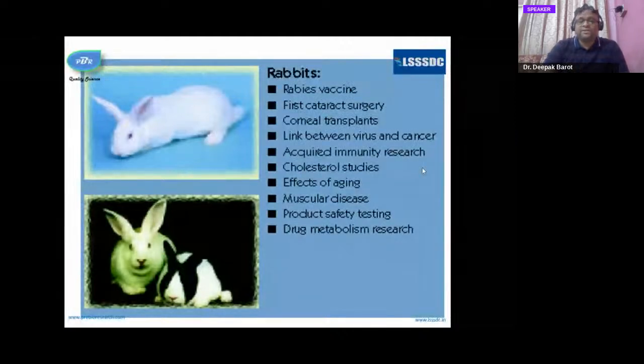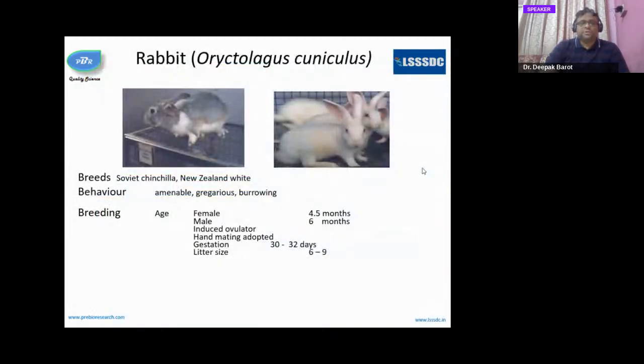Rabbit, again, very widely used, just like rats and mice. Rabbits are also widely used species in a preclinical scenario. Most of you will know that for cataract and all, rabbits are the best model to study. Even for any ophthalmological studies, rabbits are the better model. And many times we collect antibodies also from rabbits. So rabbits are also a very good model in preclinical. The most common rabbits which are used in discovery are New Zealand white. You do have Soviet chinchilla also, but New Zealand white is the most widely used animal in research.